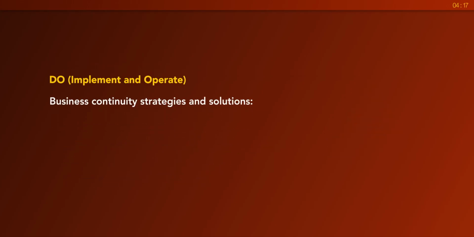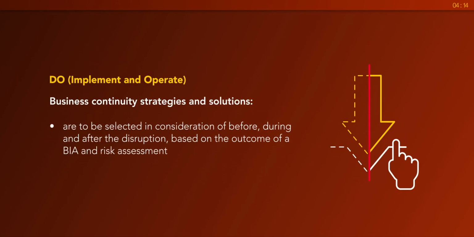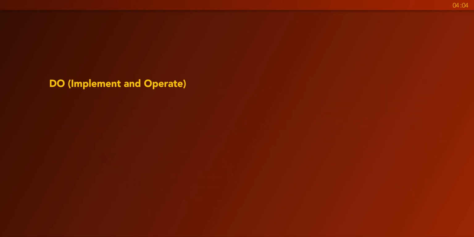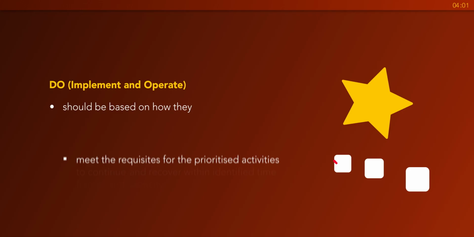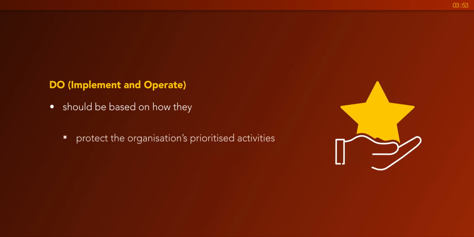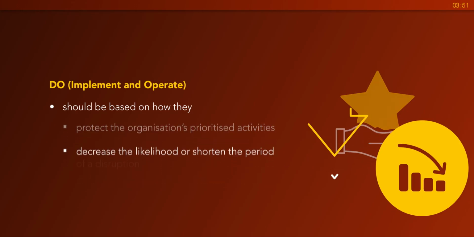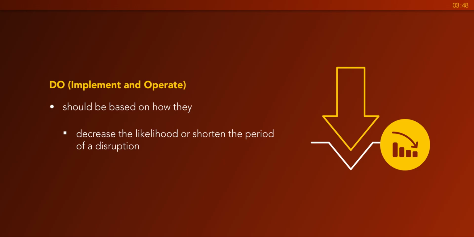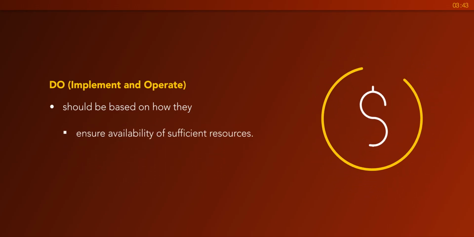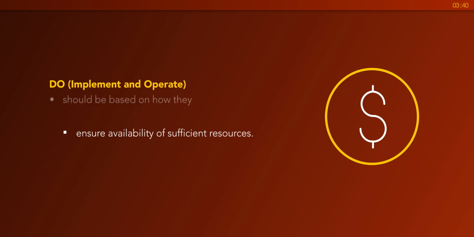Business continuity strategies and solutions are to be selected in consideration of before, during, and after the disruption based on the outcome of a BIA and risk assessment. Could consist of one or more solutions. Should be based on how they either meet the requisites for the prioritized activities to continue and recover within identified timeframes and capacity, protect the organization's prioritized activities, decrease the likelihood or shorten the period of a disruption, reduce the impact of a disruption, and/or ensure availability of sufficient resources.